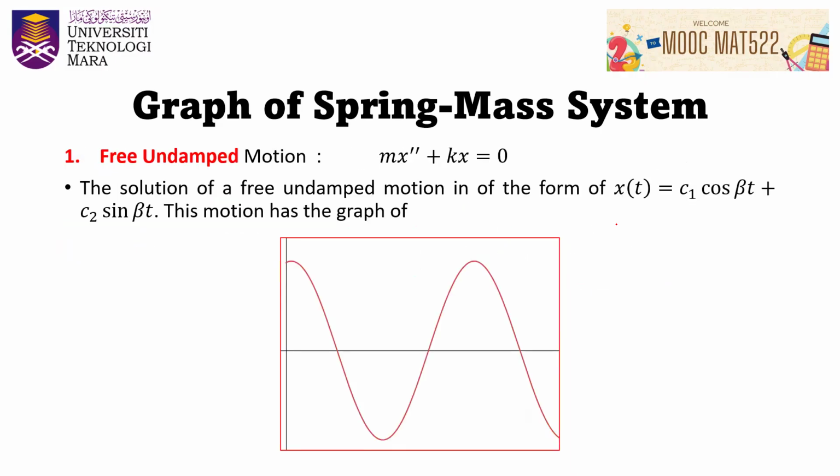Now, consider the graph of the spring mass system for the first type, free undamped motion. Now, this linear equation, mx double prime plus kx equals to 0, has the characteristic equation and hence the roots of complex that are alpha plus minus i beta. And therefore, the solution to this type of motion has the form x equals to c1 cos beta t plus c2 sine beta t. And this motion has the graph of the oscillation in trigonometric function.